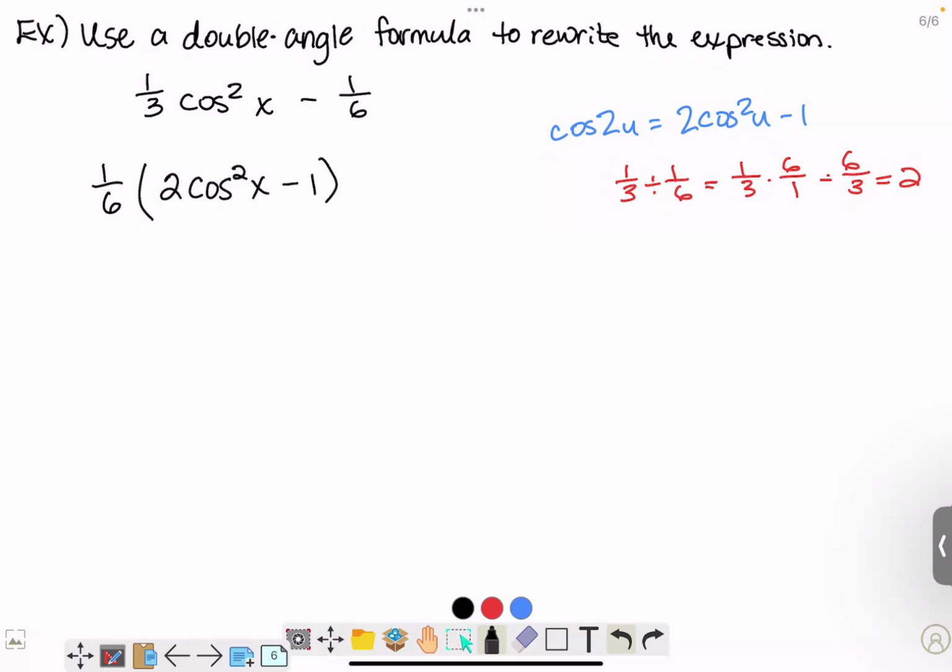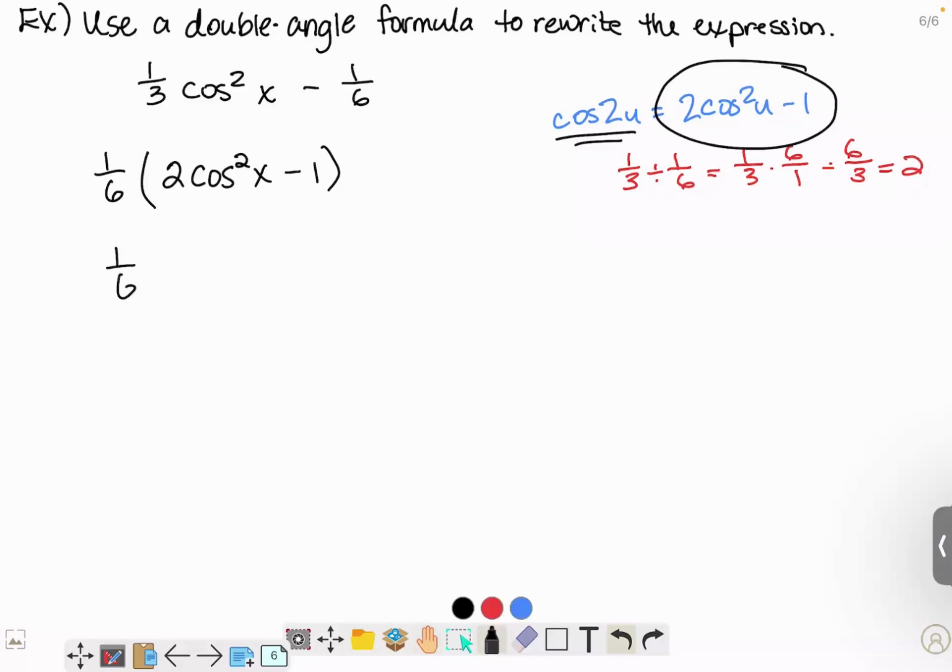So now that I've factored out the 1/6, what I have in parentheses does match this formula. So what I have in parentheses is going to be equal to cosine of 2u. The 1/6 is still there, part of my answer, but the rest of it is just cosine 2u, and in this problem we're using x's, so we're going to call it cosine of 2x.